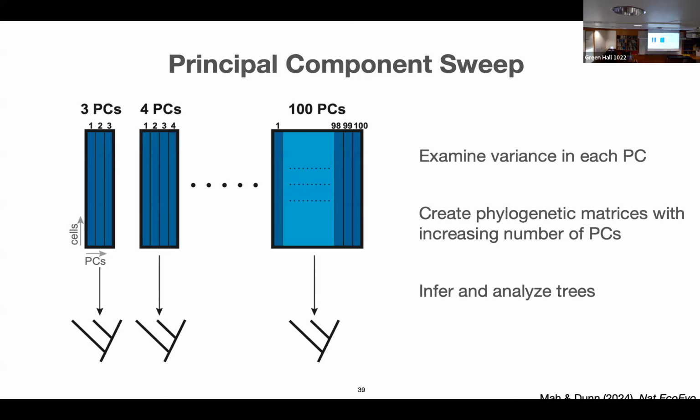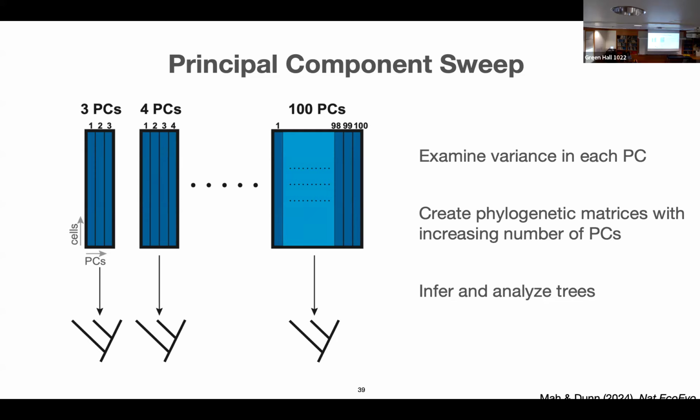To study this, we performed a sweep through the principal components. We wanted to understand what kind of variance is contained within each principal component. So we created about 98 matrices where we increased the number of principal components from 3 to 100 principal components. And we then inferred the trees and plotted the results.